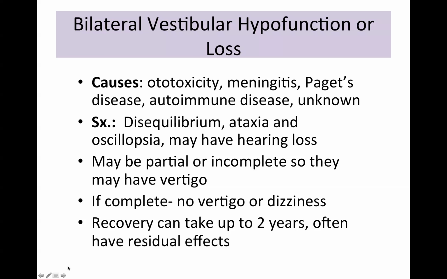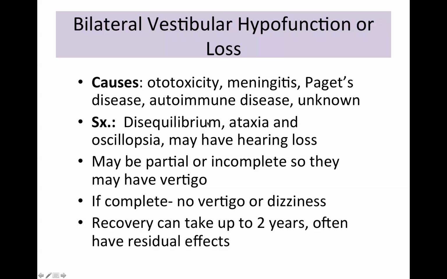Bilateral vestibular hypofunction, the most common cause is ototoxicity. We talked about this. Something toxic destroys the hair cells or damages the vestibular nerve. Different medications, the gentamicins in large doses or IV, will often do it. Different types of chemo can also cause ototoxicity. To a lesser extent, meningitis, Paget's disease, autoimmune dysfunction or disease, and the majority is unknown. In 50% of bilateral vestibular hypofunction, we don't know why it's caused.